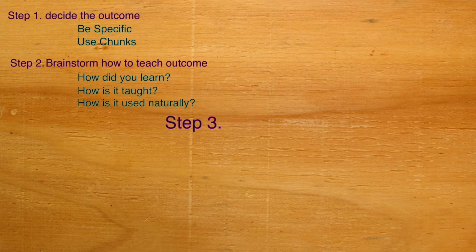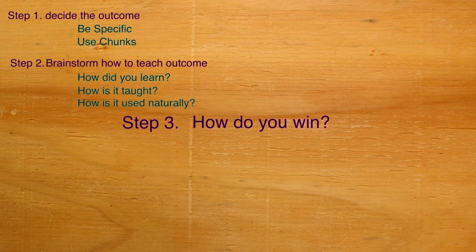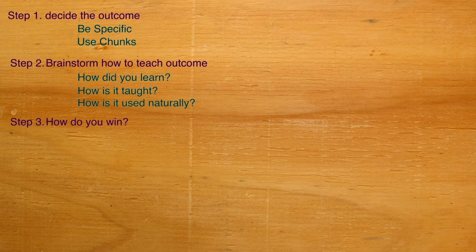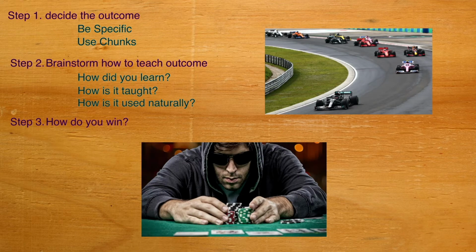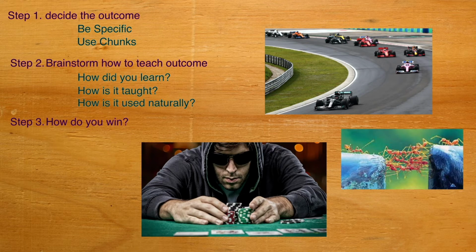Step 3. How do players win? Assuming you decided on how you are going to teach your outcome, now ask yourself, how do my players win? Is it through a point system? Is it a race to the end of a board or story? Do your players work together to achieve a goal?